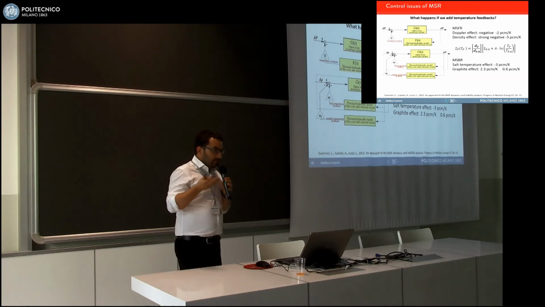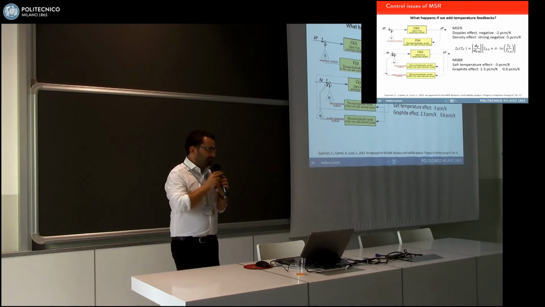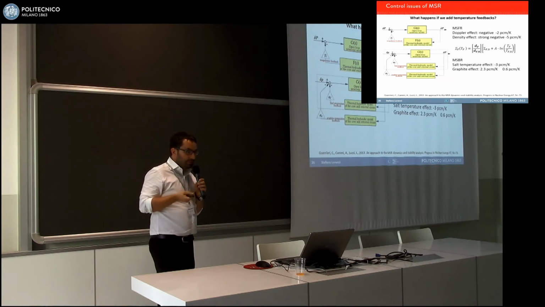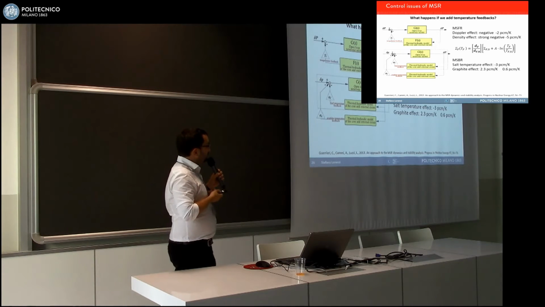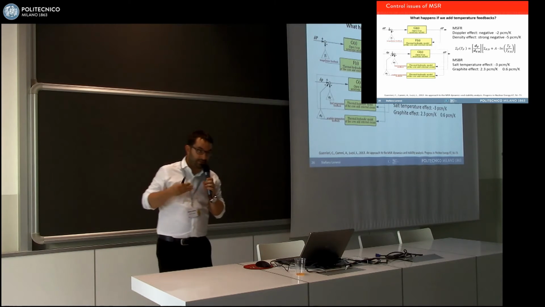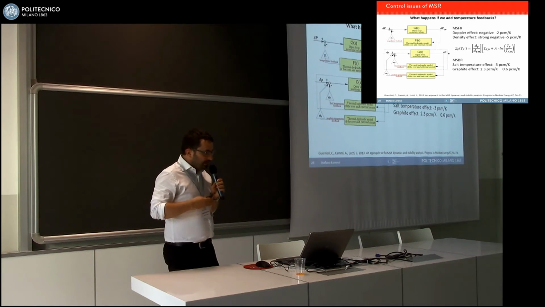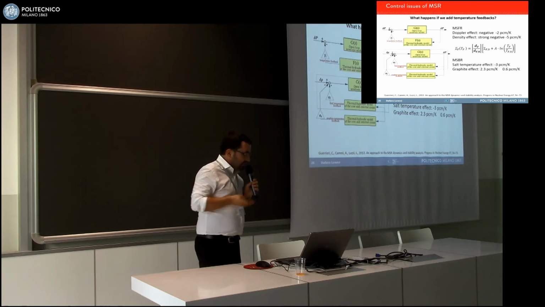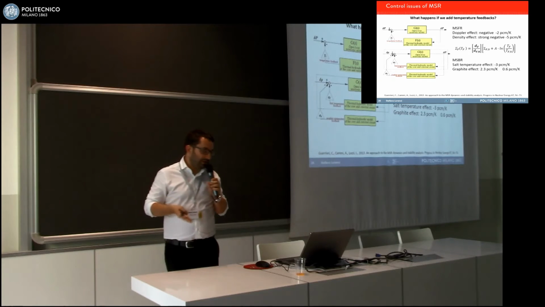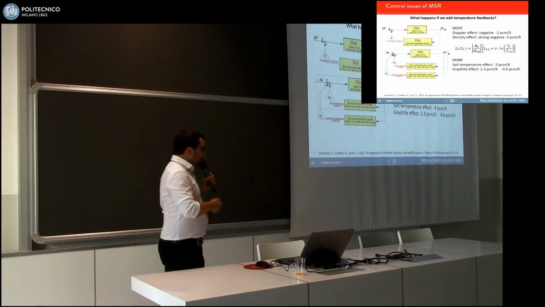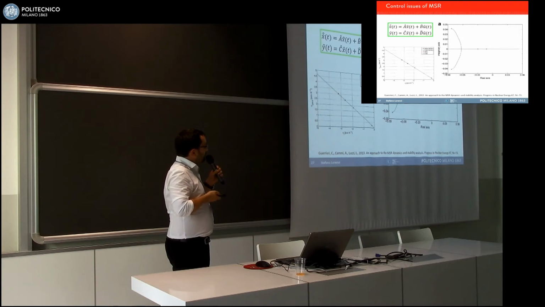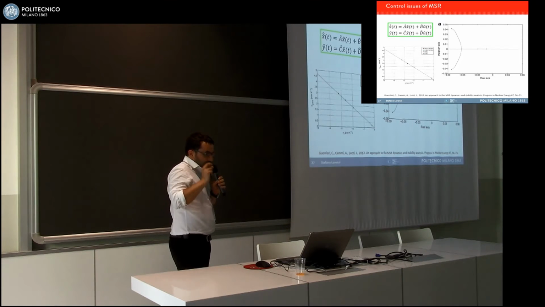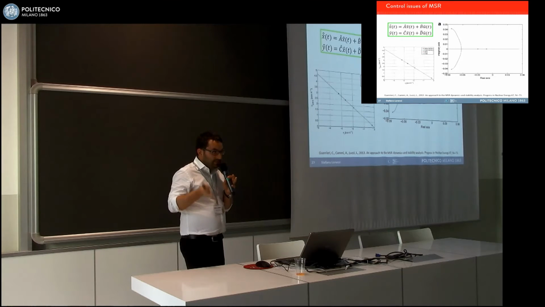What happens if we add temperature feedbacks? We know that in a molten salt fast reactor we have two strong negative feedbacks, the Doppler one and the density effect. But for example, for the molten salt breeder reactor, we also have some positive effect, which is due to the graphite. And in this case, in particular for the thermal concept, we have to take into account the balance between the two effects.